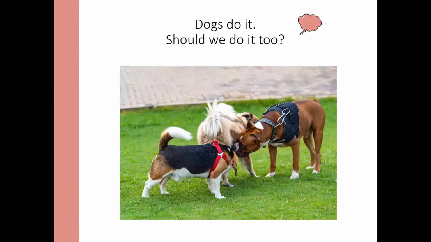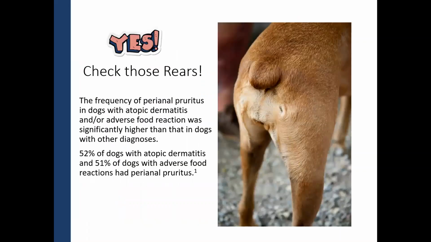Dogs pay a lot of attention to the rear end area. Is this an area we should be paying attention to? Check those rears. The frequency of perianal pruritus in dogs with atopic dermatitis and/or adverse food reaction was significantly higher than that in dogs with other diagnoses, with 52% of dogs with atopic dermatitis and 51% of dogs with adverse food reactions.